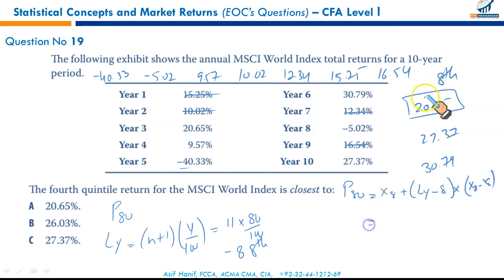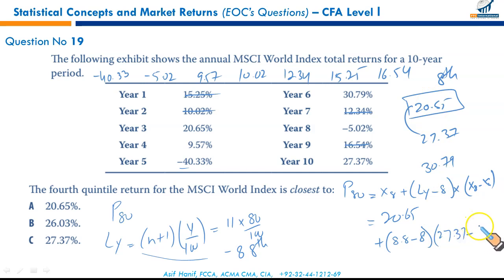The position x8 has a value of 20.65, plus Ly was 8.8, this is what we just calculated, 8.8 minus 8, and the difference between these two values, the 9th value and the 8th value, that is 27.37 minus 20.65. So remember, quintile, decile or quartile converted into percentile will be much easier for you to solve. Otherwise, if the data is straightforward, you can skip this aspect as well.